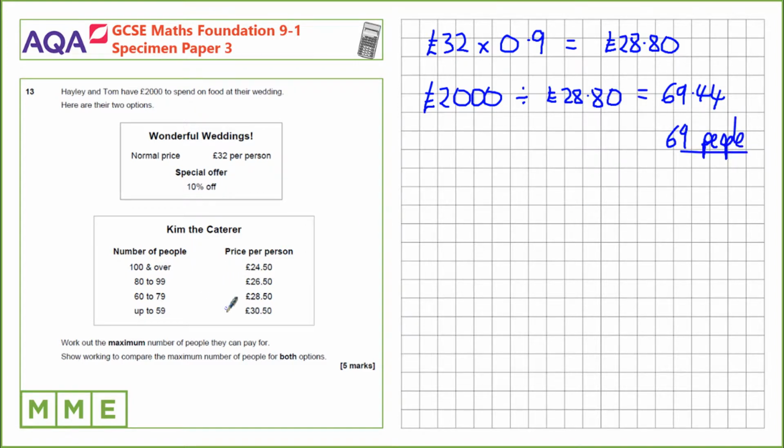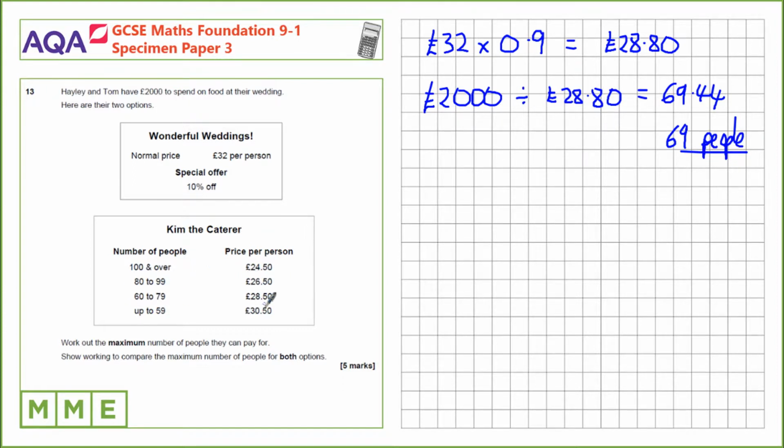Next, let's do the same for Kim the Caterer. If we're selecting this option, we're definitely not going to be able to cater for more people than 69, so it's not worth considering up to 59. And if we select this option here, 80 to 99, and take £2,000 and divide by it, we find that we actually only get 75 people. So this one's not actually acceptable.